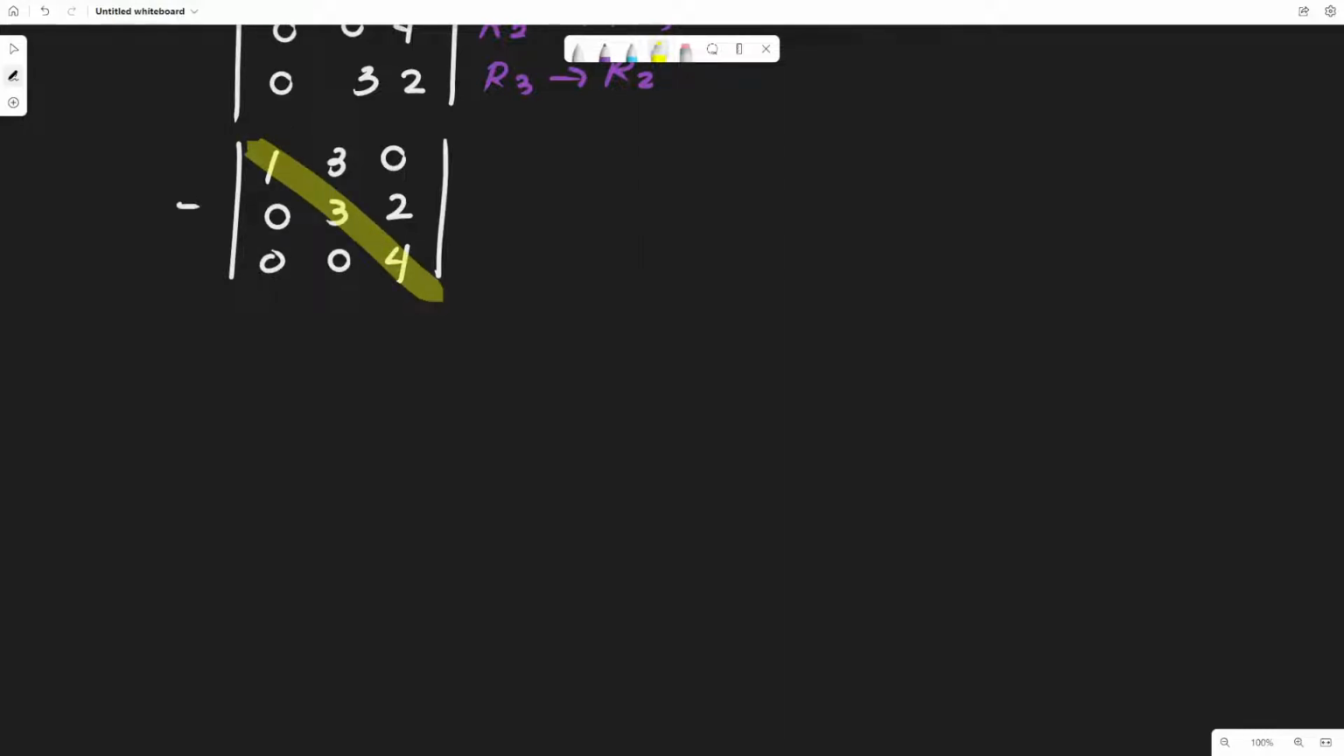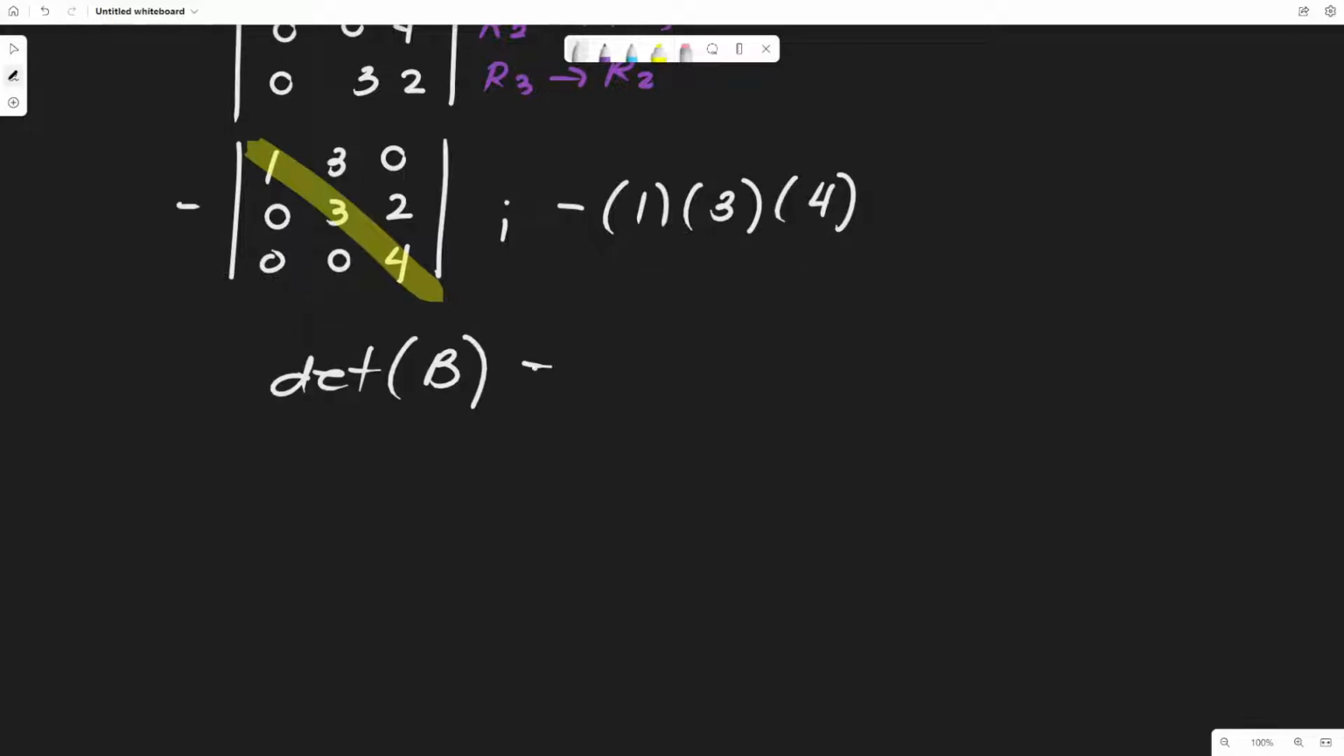Then take the product of the main diagonal and the sign. Obviously, you need to take into consideration the sign. So we have negative 1 times 3 times 4, which gives us the determinant of B equal to negative 12. Yan. So be careful in picking, like earlier.